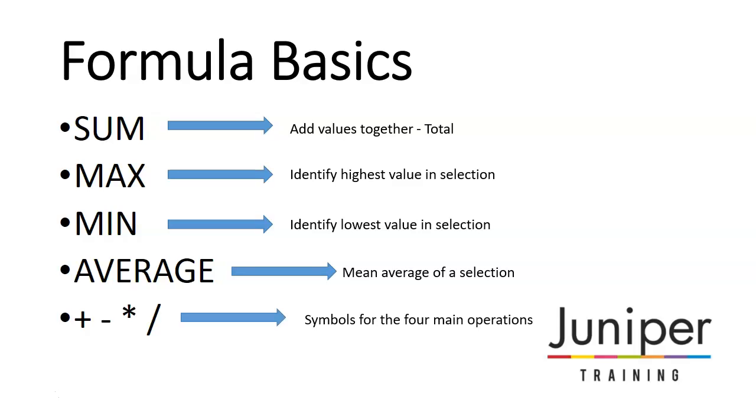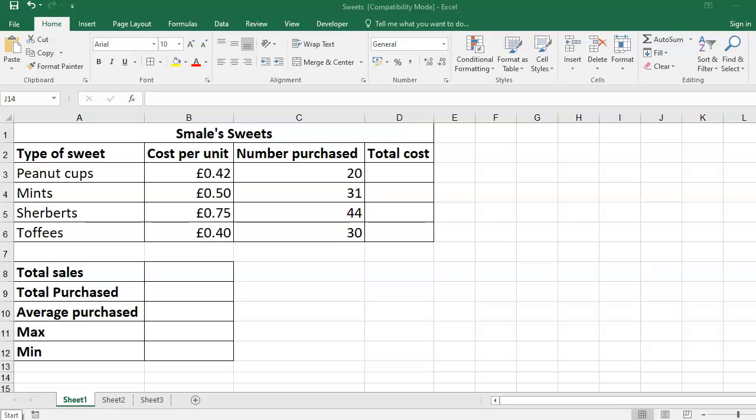Let's have a look at an example of a spreadsheet using these formulas. So this spreadsheet is a shop that is selling different types of sweets. We have a cost per unit and the number purchased. If you haven't already, have a look at my formatting basics video, because that's what I've applied to this spreadsheet so far, in that the headers are bolded and the borders are present, and I've formatted the cells that have got financial information to currency.